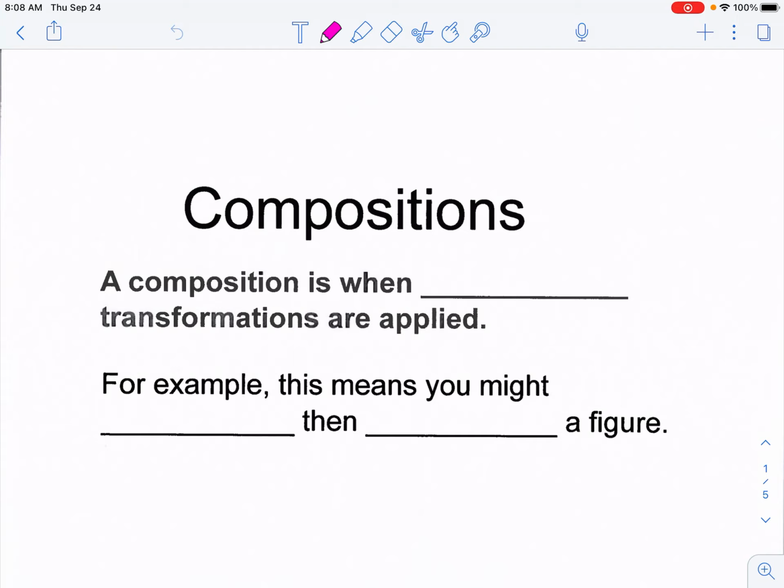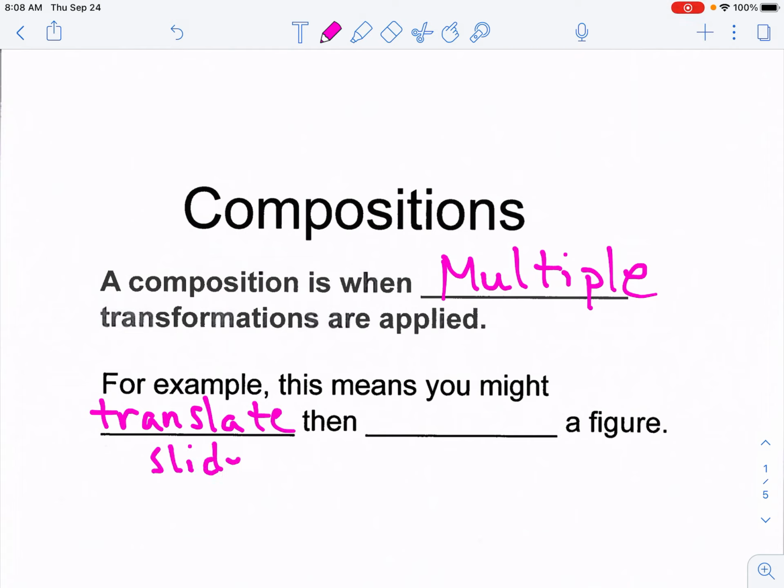A composition is when multiple transformations are applied. So we're going to be doing more than one thing to our picture. For example, this means that we might translate it first, and remember, translate means to slide it. And then maybe we'll reflect it second. Remember, that means to flip it. So we're going to slide it and then flip it, or we're going to flip it and then slide it, depending on the order they give us.